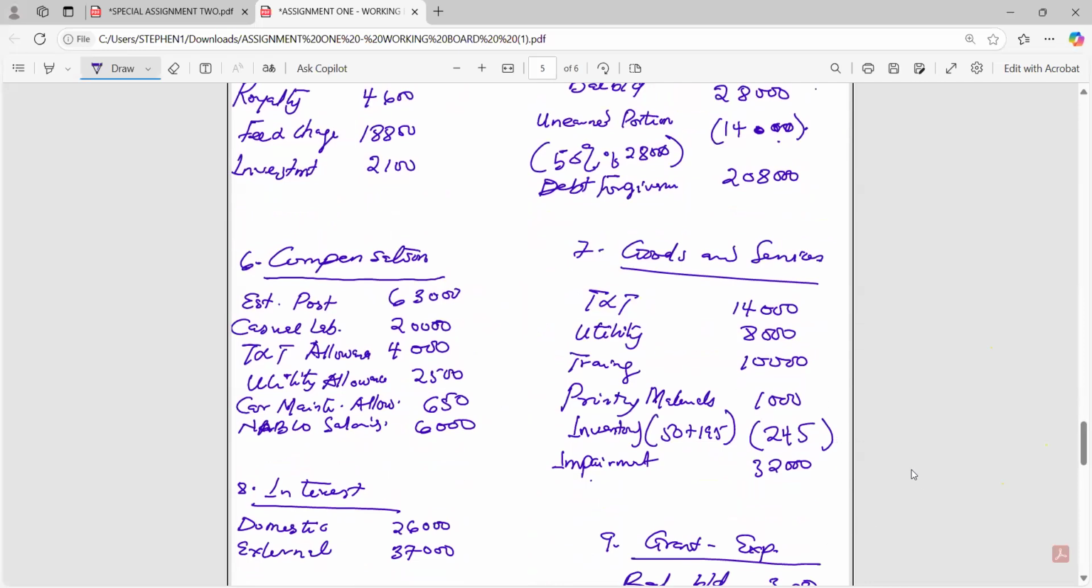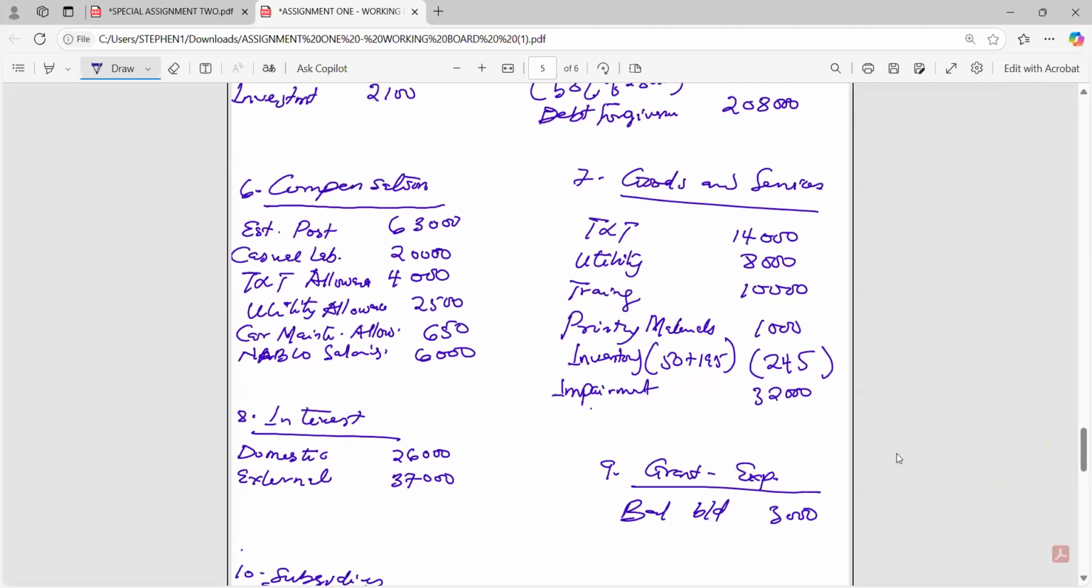Thank you very much. So look at something. Printing materials, 1,000. In the course of the year, we have 1,000 printing material. By the end of the year, there was 50. Subtract it. And the same applies to the other one. So that's what happens. Okay. Good. That's the concept.